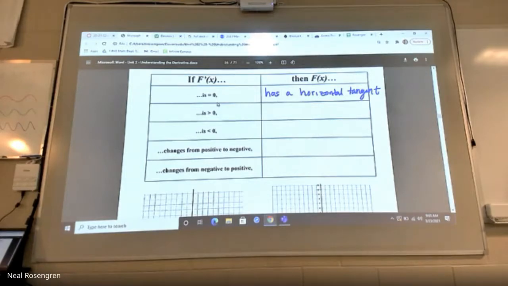Rate of change is 0, right? I'm walking across this floor. I'm not going up or down. I'm walking across that horizontal tangent.